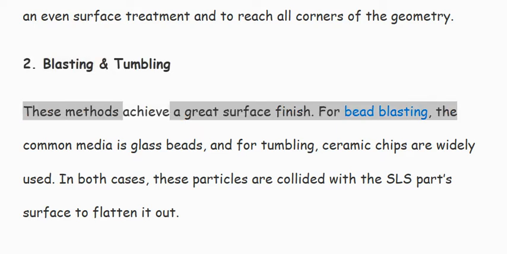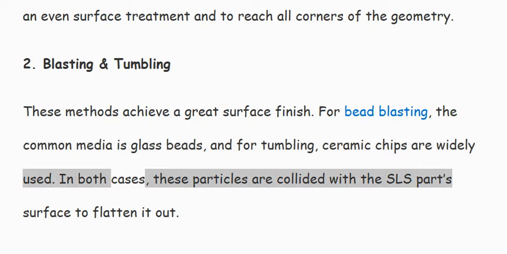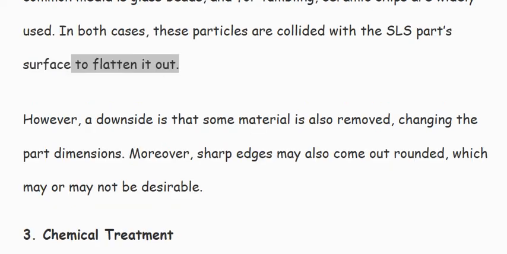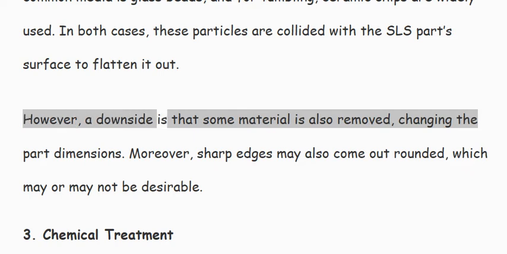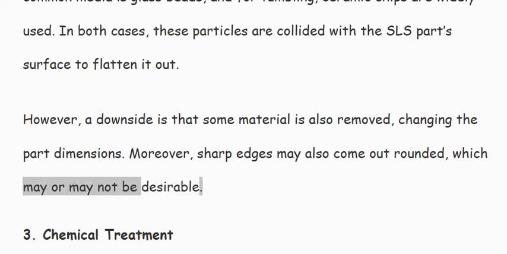These methods achieve a great surface finish. For bead blasting, the common media is glass beads, and for tumbling, ceramic chips are widely used. In both cases, these particles are collided with the SLS part's surface to flatten it out. However, a downside is that some material is also removed, changing the part dimensions. Moreover, sharp edges may also come out rounded, which may or may not be desirable.